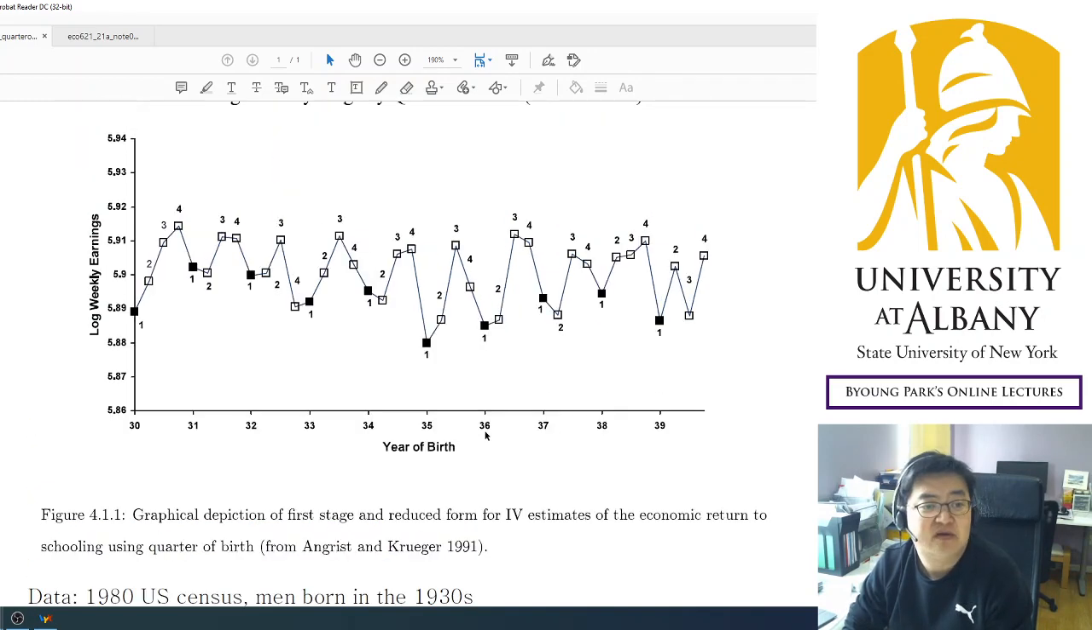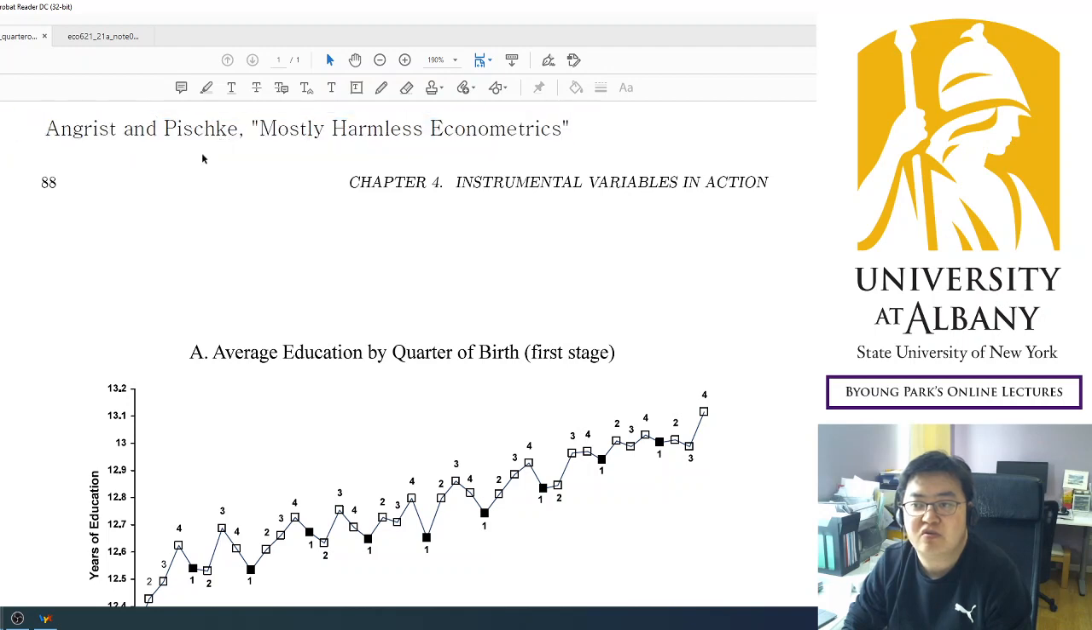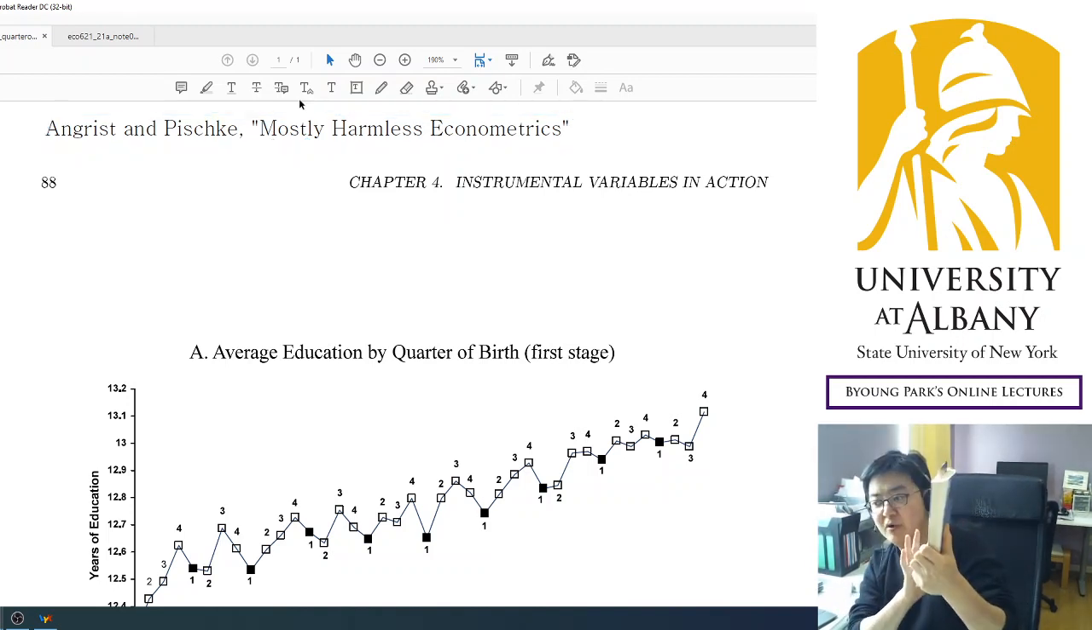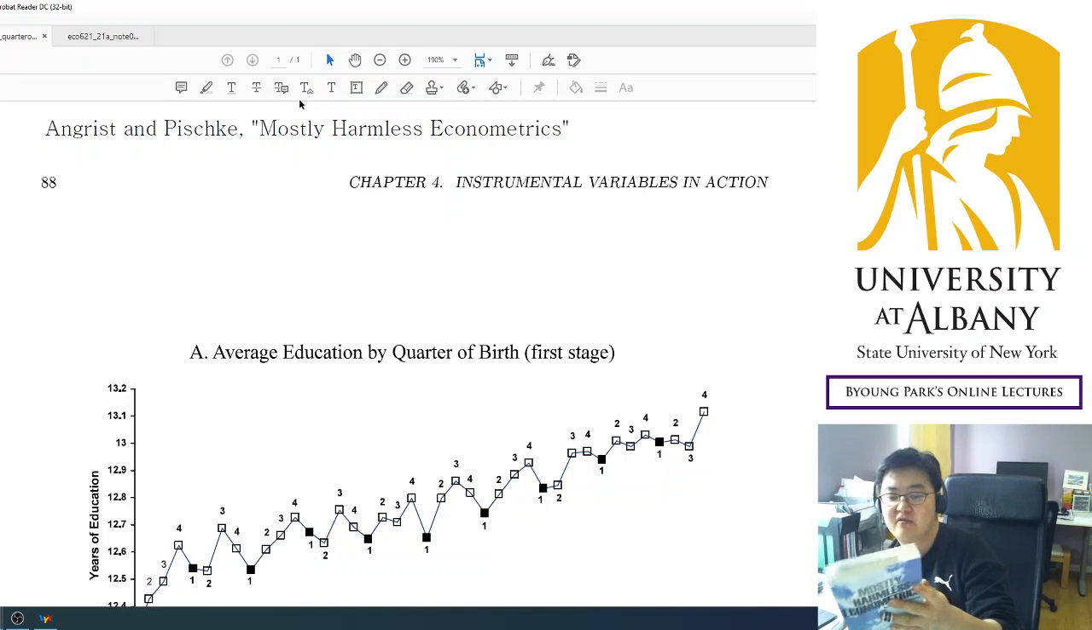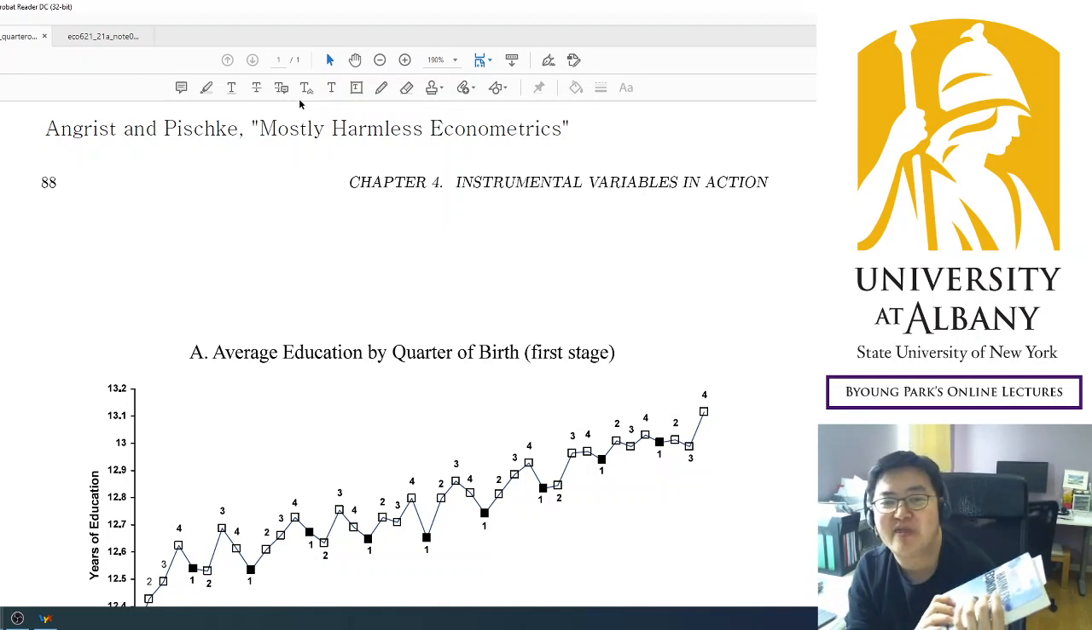You can find this graph in this textbook, Mostly Harmless Econometrics. It's a small textbook and it is like $20, $30, so it's pretty inexpensive and affordable, and I strongly recommend this to those who are not confident in their mathematical ability.